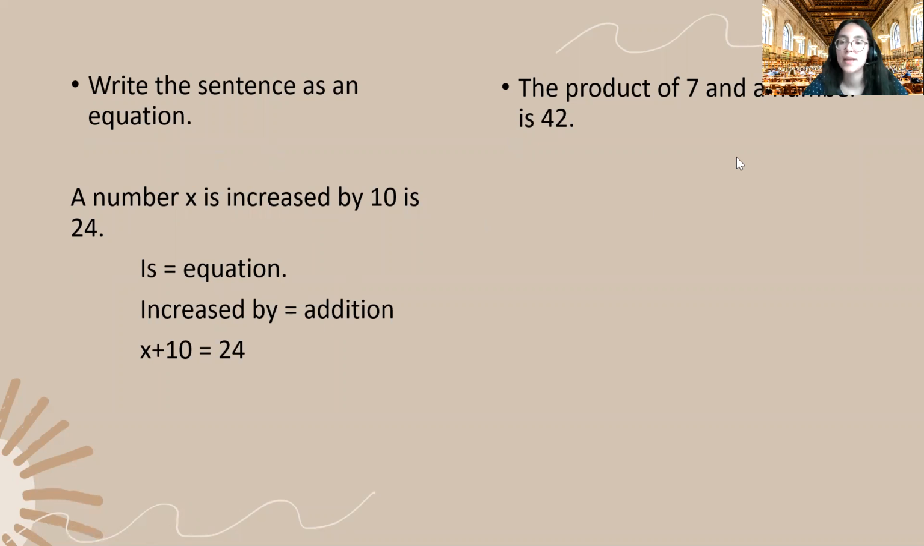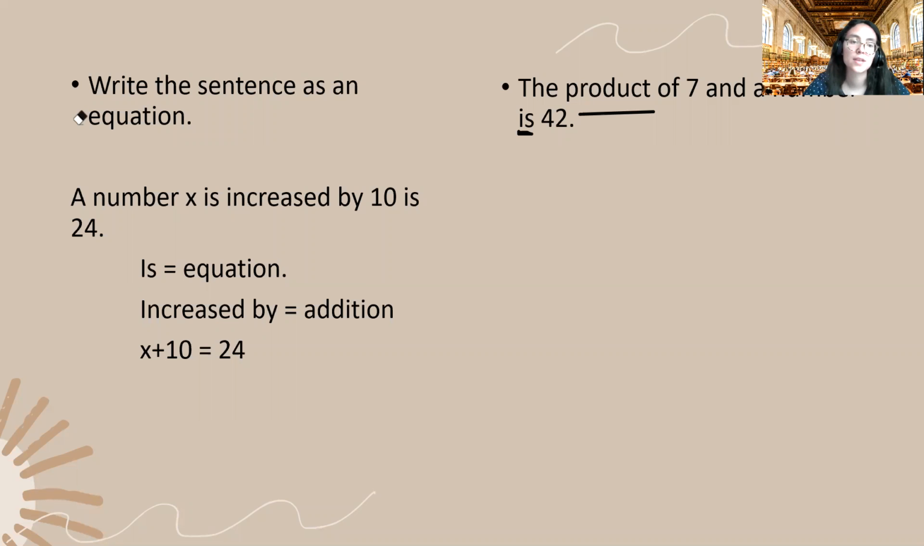So going on to the right example, we have the product of 7 and a number. We have the keyword product and of 7 and a number. So that tells me that I'm going to be multiplying 7 times x. And is tells me I'm going to have an equal sign. And 42 means that 42 is going to be on the other side of that equal sign. So let's go ahead and break it down.